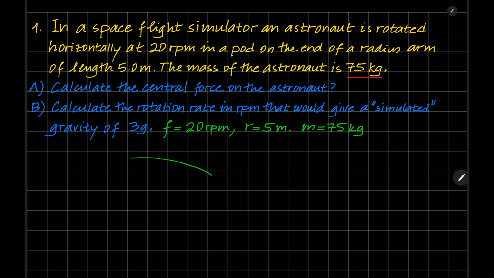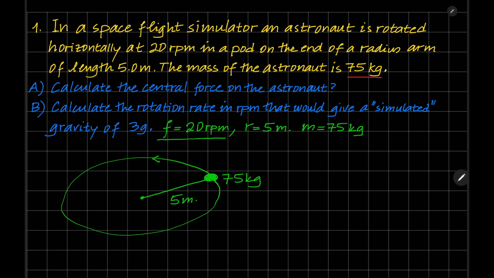Let's assume that the astronaut rotates in this pod. This is the astronaut, and let's assume that it's 75 kilograms. It says horizontal motion and the radius is 5 meters, and the frequency of rotation is 20 rpm.